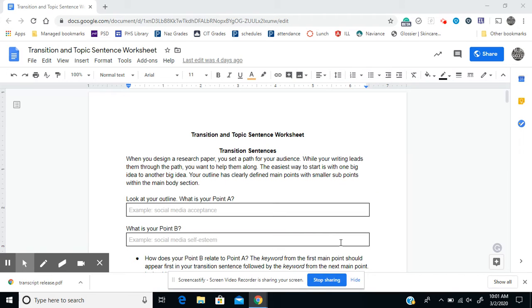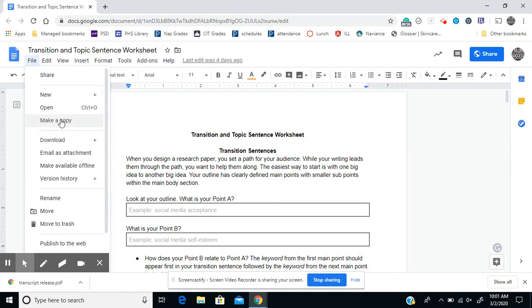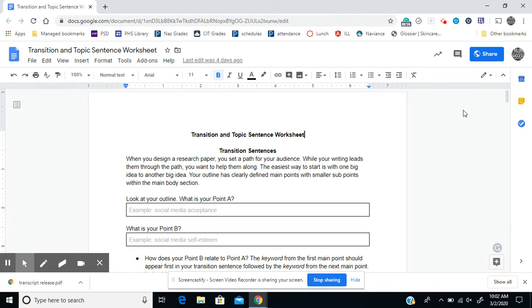Hi, today we will learn how to add transition and topic sentences to our research papers. Please open the transition and topic sentence worksheet that has been provided to you and go to File and make a copy to make your own editable version. Pause the screencast to do so and unpause when ready.